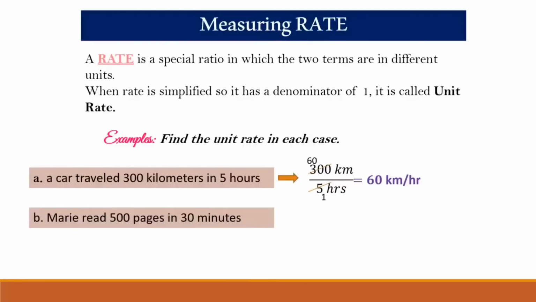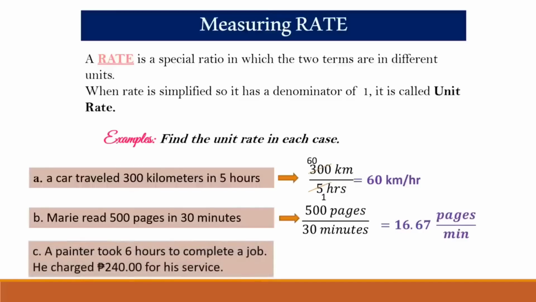For example B, we have Marie read 500 pages in 30 minutes. So again, we write it as a fraction. So we have 500 pages over 30 minutes. We divide them by 30. So 500 divided by 30 is approximately 16.67. And then we write our units, pages per minute. So Marie can read 16.67 pages per minute.